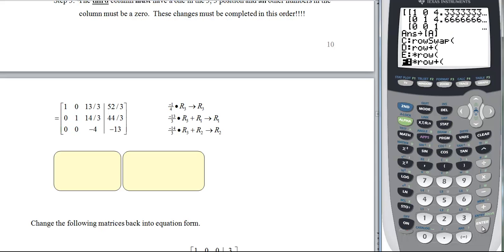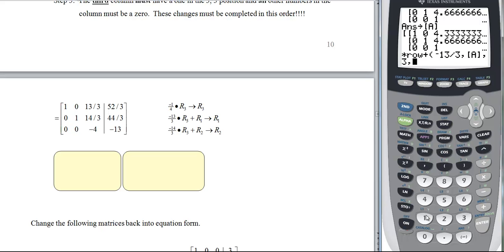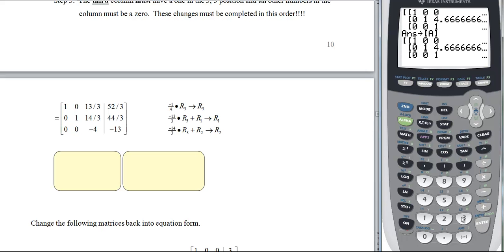I need the multiply add. So negative 13 divided by 3, comma, second matrix, enter, comma, 3, comma, 1. There's that 0, store, second matrix, enter, enter. Last thing, so second matrix over up. I need that one. So negative 14 divided by 3, comma, 3, comma, 2.